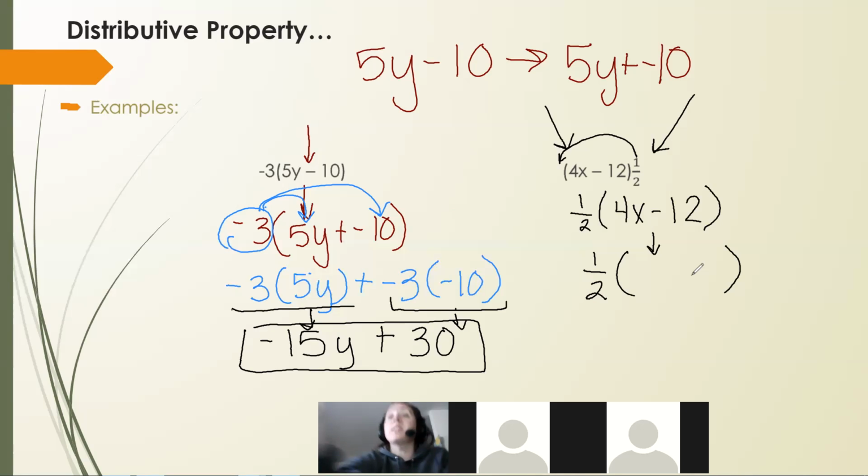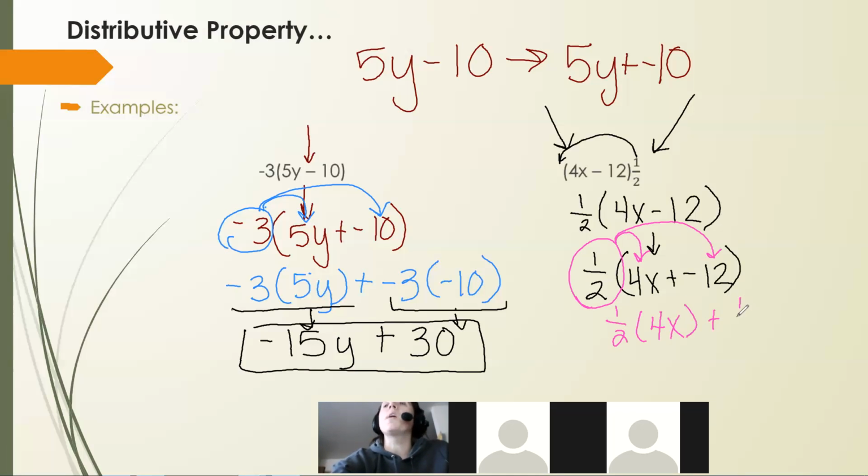Oh, yes, Audrey, that's perfect. 1/2 times 4x plus negative 12. We're just sliding that negative onto the 12. Now we're going to share our candy. We're going to distribute. And remember, it's the same way. Even though it's a fraction, we're still multiplying by 4x and then multiplying by negative 12. So we'll have 1/2 times 4x plus 1/2 times negative 12.